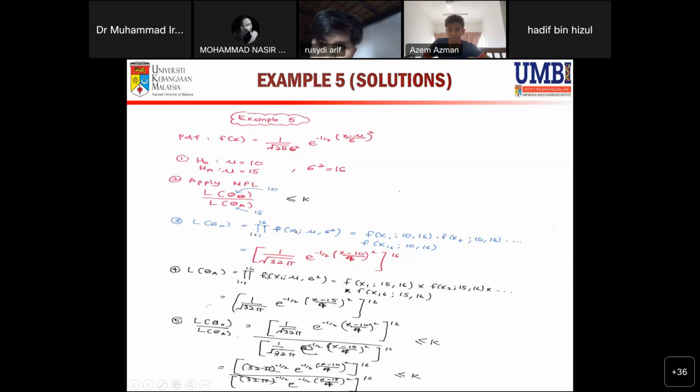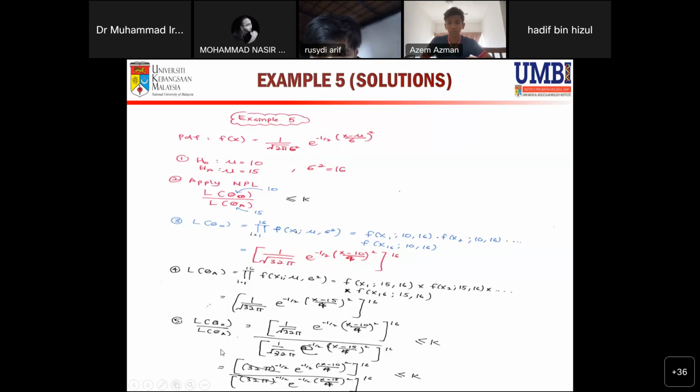Okay, so you obtain this one. So this one is the likelihood under the null hypothesis. For the likelihood under the alternative hypothesis, you substitute the value of mu, 15, there, and then the same value for the variance. So you obtain this form. In this case, the only difference is the mu, 15, because we're using the same variance of 16.